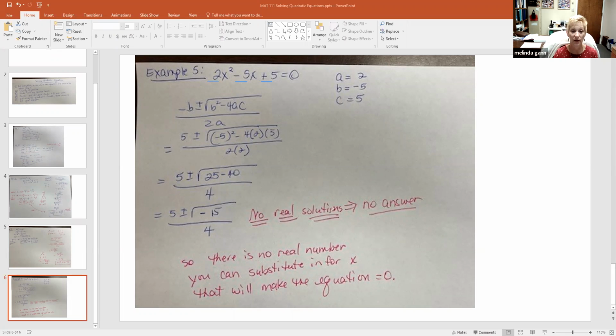So the answer to this would be no real solution, no answer. In other words, there is no number that you can plug in for x and make this sentence be true. You can't plug in a 1/2 or a -7 or the square root of 3, nothing that you can put in for x will make this true. So if you get the square root of a negative number, that means this doesn't have any solutions, all right? So I hope if that bothered you before, that that's a little bit better, okay?